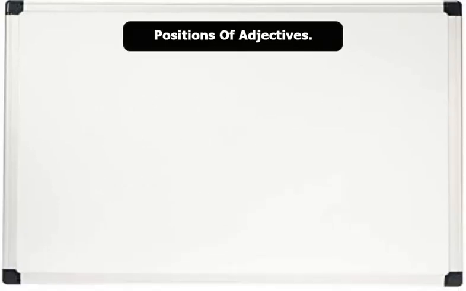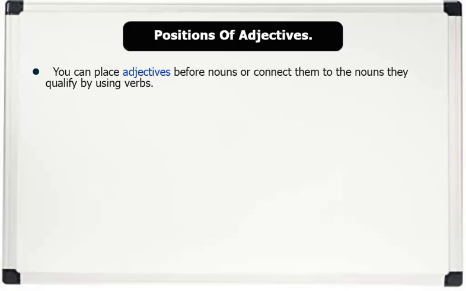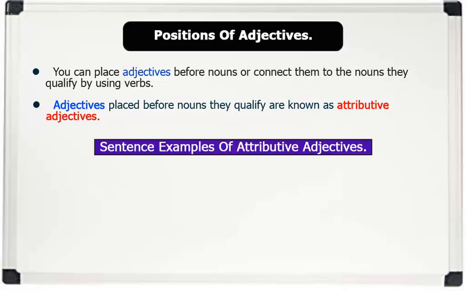Positions of adjectives. You can place adjectives before nouns or connect them to the nouns they qualify by using verbs. Adjectives placed before nouns they qualify are known as attributive adjectives. Sentence examples of attributive adjectives. 1. They live in a big house. Note, the adjective in this first sentence is big, and it is placed before the noun, house.